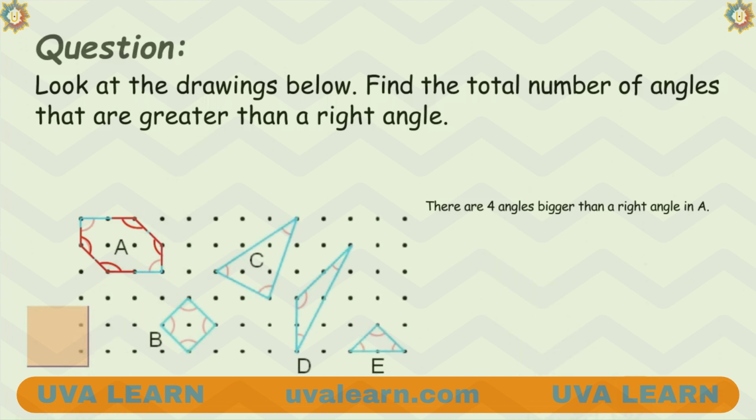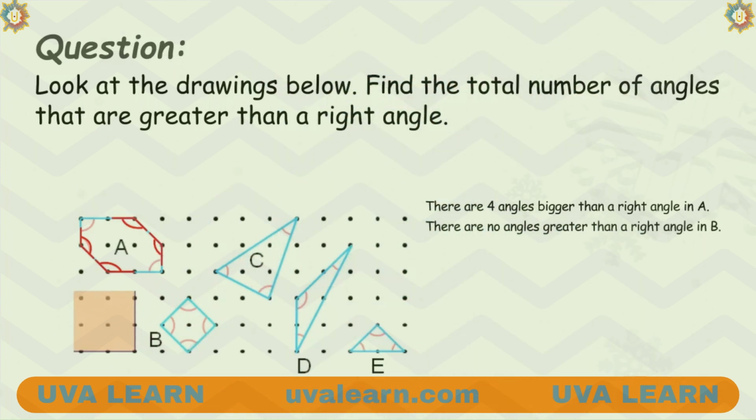Now, can we do the same for the other drawings? Next, let's hold the right angle we created against drawing B. Let's check them one by one on drawing B. That's right, it's 0. Yes, all 4 angles in drawing B are right angles. None of them are greater.